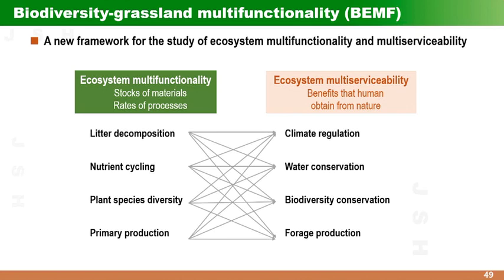So ecosystem multifunctionality cares about the stocks or materials, the rates or processes. For the ecosystem multi-serviceability, it's the benefit that humans obtain from nature. For the ecosystem multifunctionality, it's things like litter decomposition, nutrient cycling, plant species diversity, primary production.